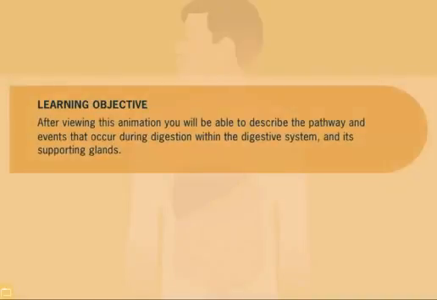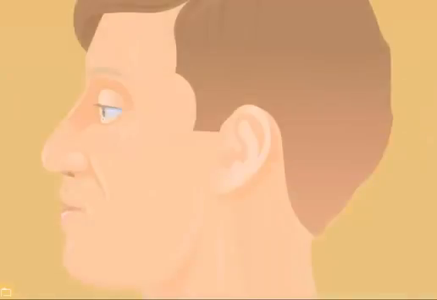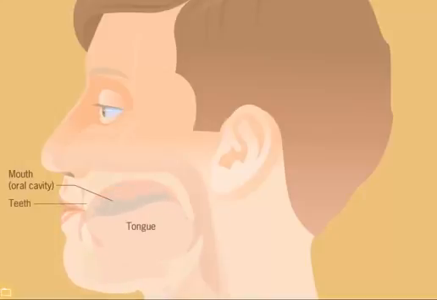After viewing this animation, you will be able to describe the pathway and events that occur during digestion within the digestive system and its supporting glands. Digestion starts in the mouth, also known as the oral cavity, where mastication occurs. This is the process of chewing and mechanically breaking down the food bolus.